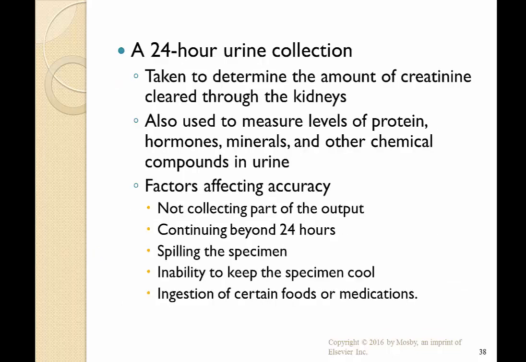You might have a patient who gets a 24-hour urine collection. This is done to determine the amount of creatinine cleared through the kidneys in a 24-hour period. It can also measure protein, hormones, minerals, and other chemical compounds in the urine. Factors that affect the accuracy: not collecting part of the output, going beyond the 24 hours, spilling the specimen, inability to keep the specimen cool, or ingestion of certain foods.